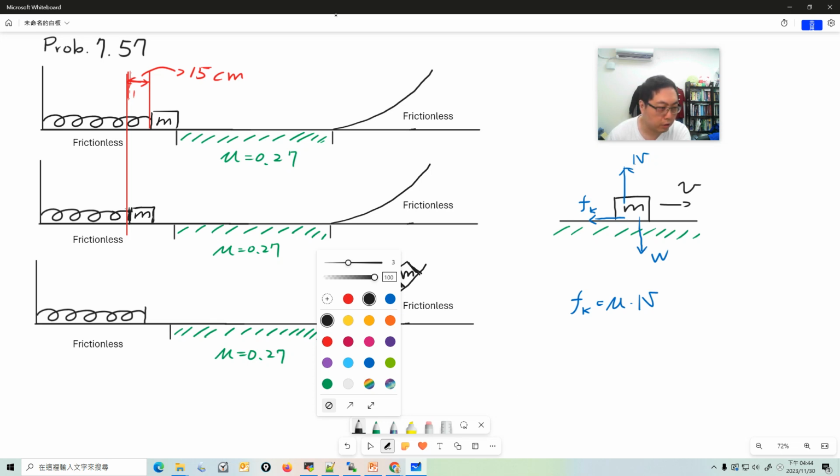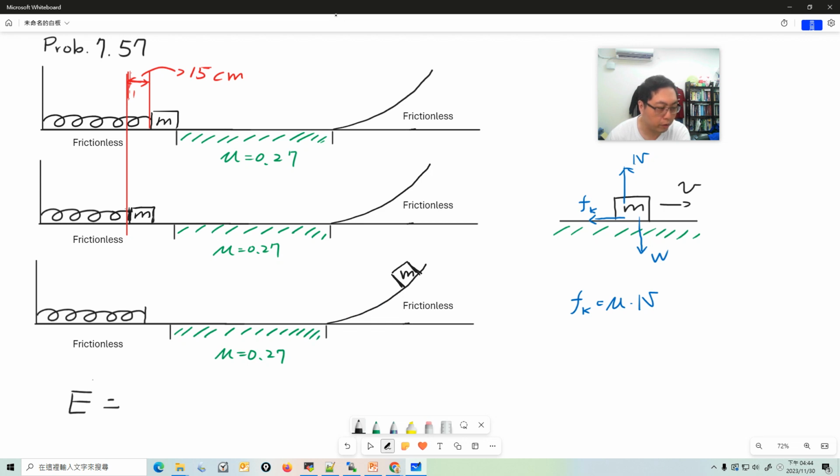So the energy of the system is kinetic energy plus potential energy. The kinetic energy is zero, because initially when we compress the spring the mass is at rest, so its velocity is zero. And for the potential energy, in this class we have two kinds: gravitational potential energy and elastic potential energy.